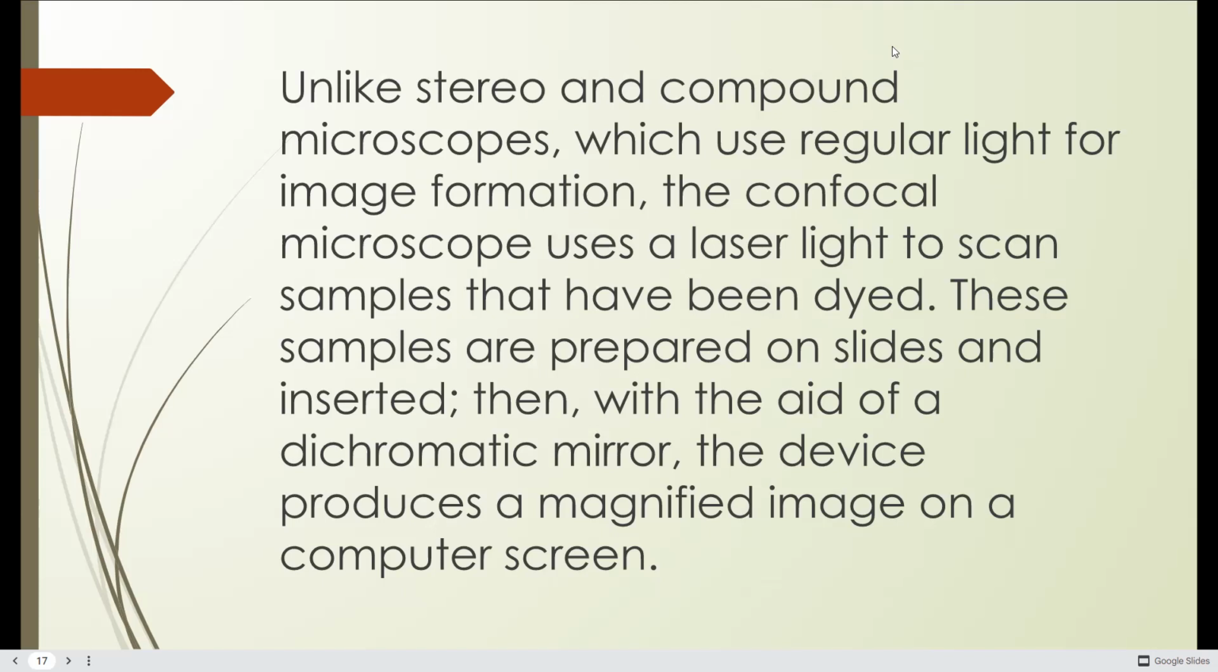These samples are prepared on slides and inserted. Then, with the aid of a chromatic mirror, the device produces a magnified image on the computer screen. So, it will automatically transfer to the computer screen. This is created digitally, but of course, with the aid of the lasers or the sensors.